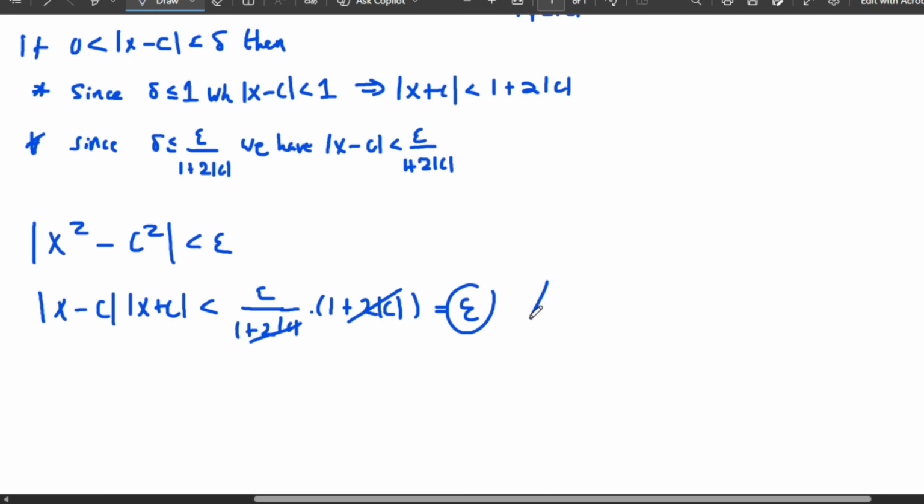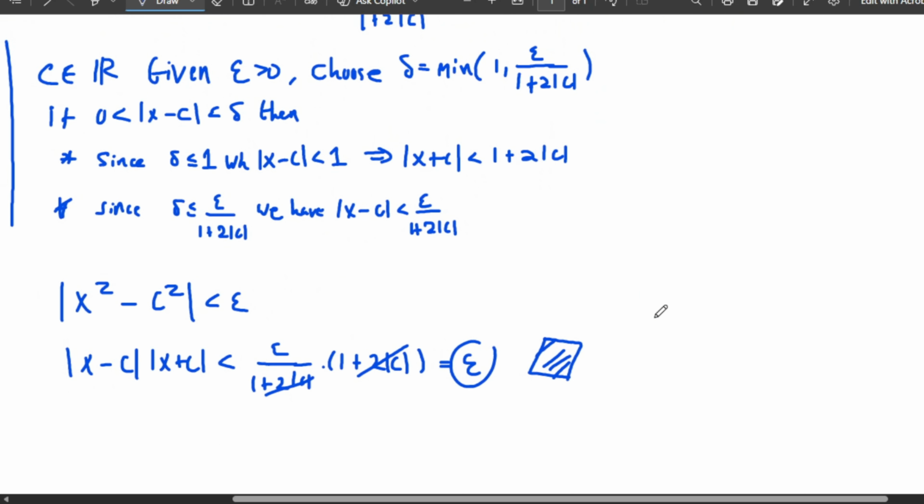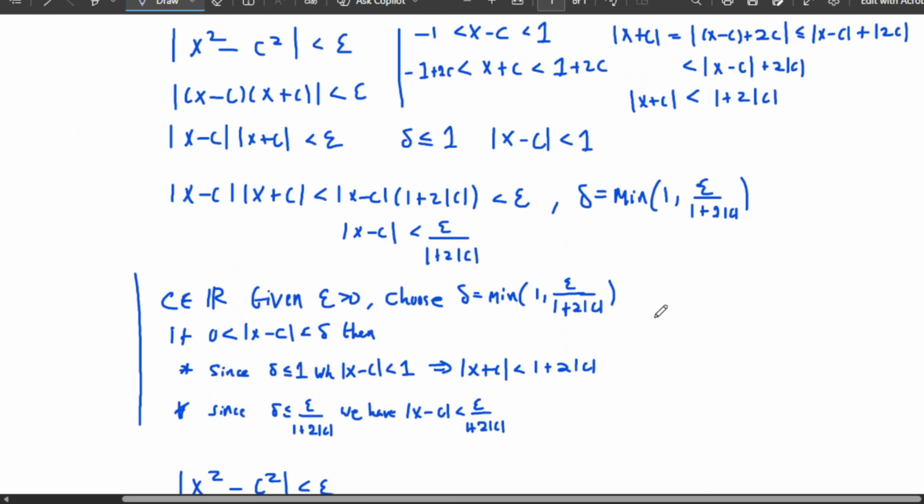We draw a closed box as a symbol that we have proven it.